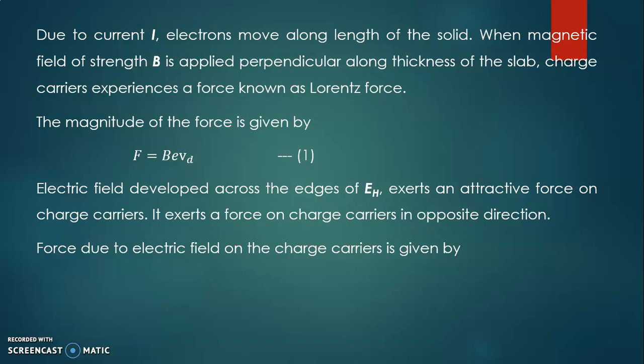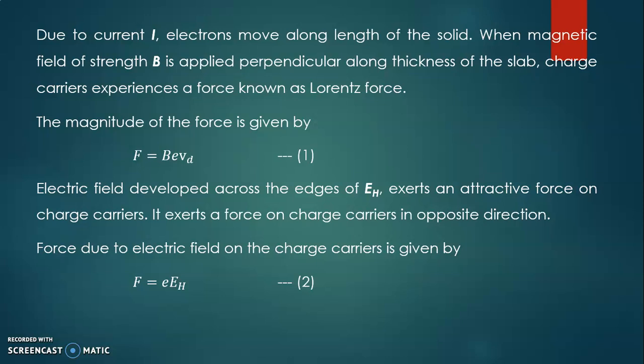The force due to electric field on charge carriers is given by the equation F is equal to small e into capital E. Again, this is a force acting on charge, and the Lorentz force makes the charge move in the upward direction, while due to the electric field the force makes the charge move in the downward direction, and both forces act simultaneously.